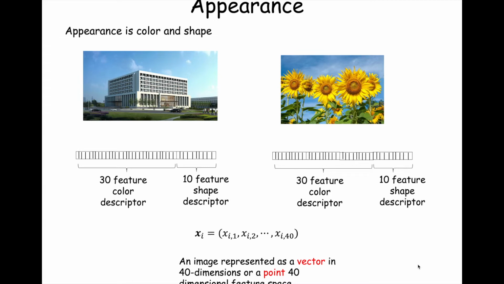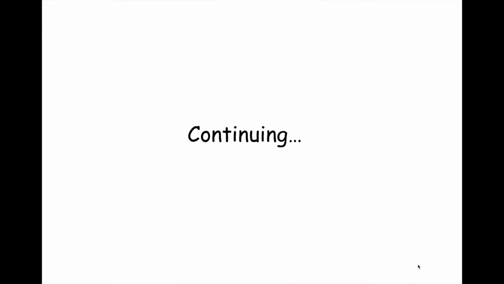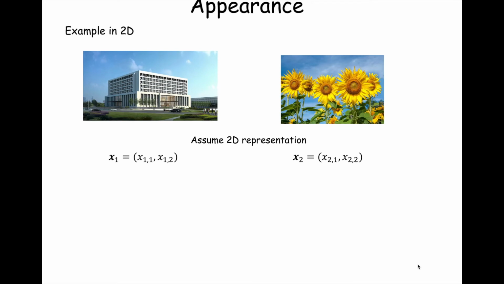And that space in which this point or this 4D vector is represented is called feature space. Okay, so let's continue on where we left off and go forward.